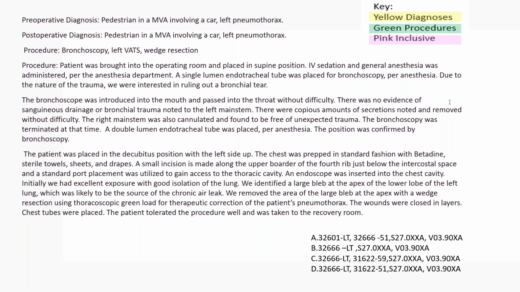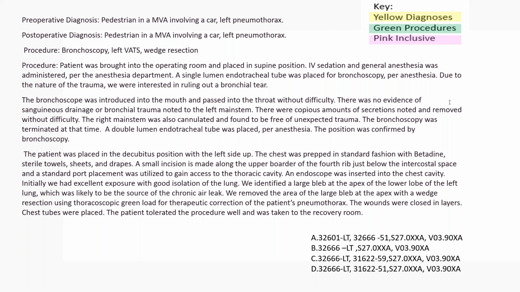The bronchoscope was introduced into the mouth and passed into the throat without difficulty. There was no evidence of sanguineous drainage or bronchial trauma noted to the left main stem. There were copious amounts of secretions noted and removed without difficulty. The right main stem was also cannulated and found to be free of unexpected trauma. The bronchoscopy was terminated at that time.